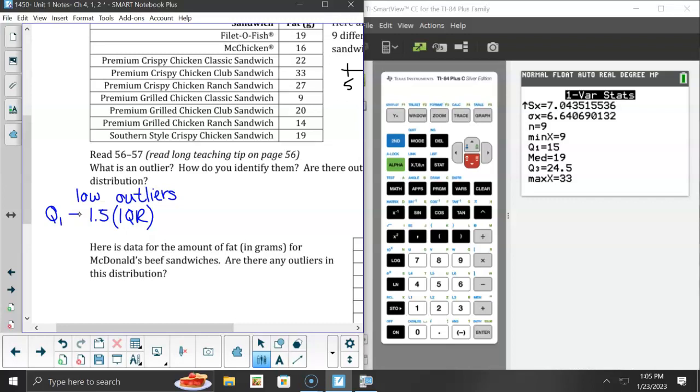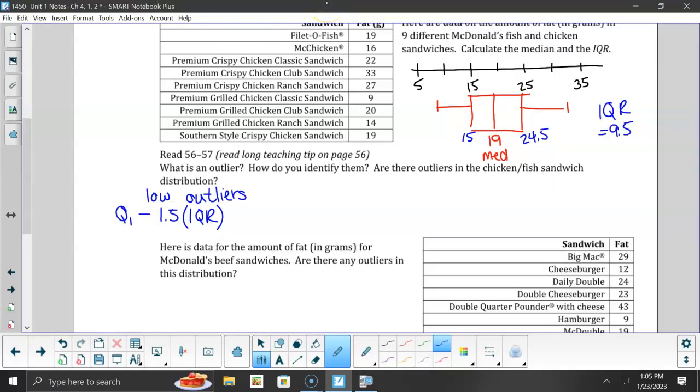So what is 1.5 times 9.5? That's 14.25. And 15 minus 14.25 is 0.75. Do I have anything lower than 0.75? Q1 is where that box starts, it's really the end of the first 25%. So do I have anything on the low end for outliers? Nope. All right. High end.